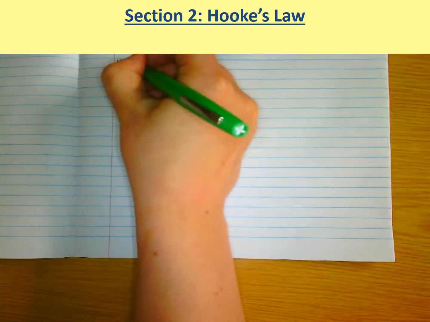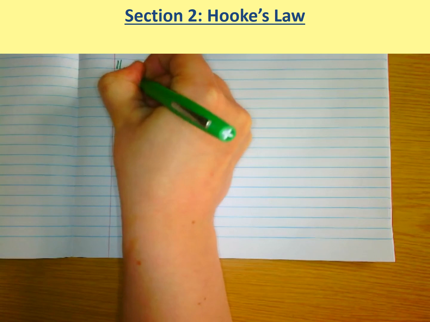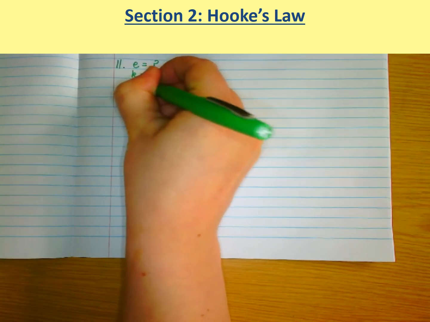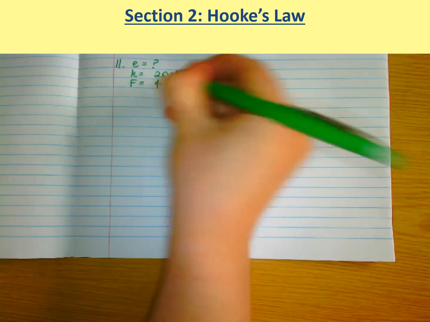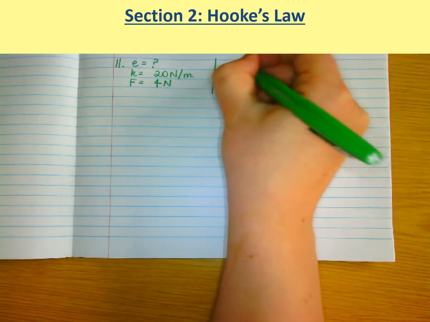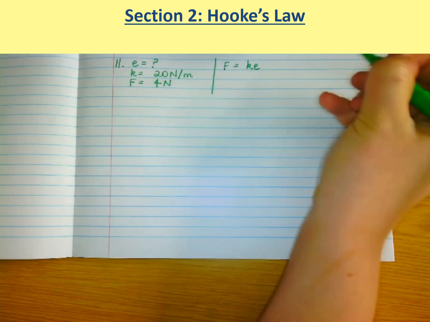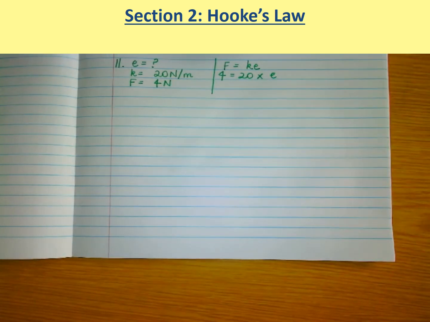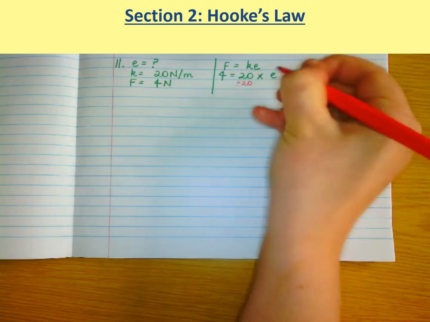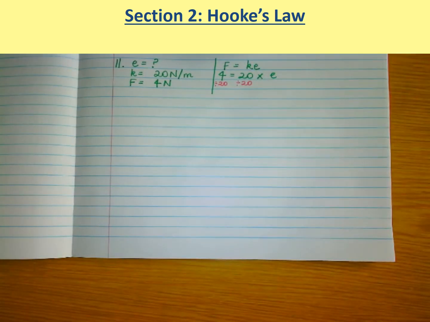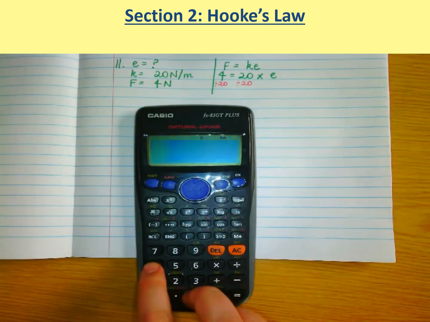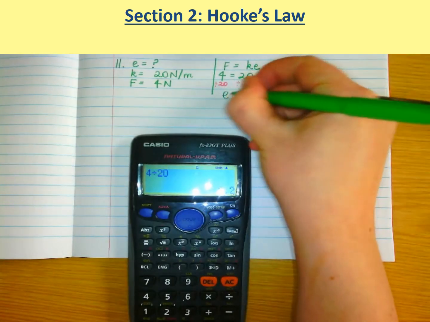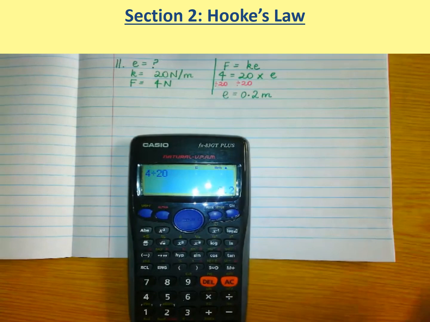Question 11 wants us to find the extension when the spring constant of a spring is 20 newtons per metre and the force applied is 4 newtons. The next step is exactly the same. I'm going to write the equation at the top of the next slide. Force is equal to spring constant times extension. Then put in the numbers I know. So 4 is equal to 20 times extension. Now to find the extension, we need to divide both sides by 20. Since 20 divided by 20 is 1, we can ignore that and just in the calculator do 4 divided by 20. And in decimal form that is 0.2. So the extension is 0.2 metres.